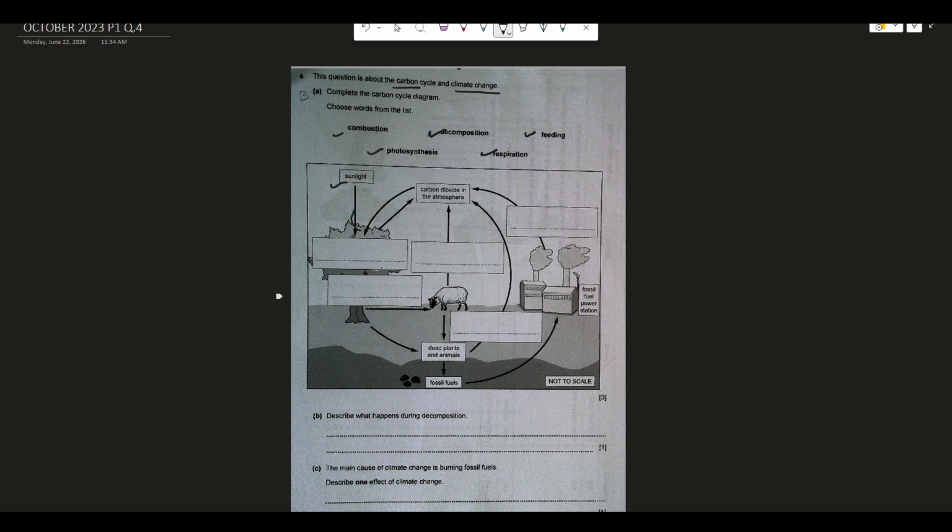This is question number 4. Now you have to write the answers at the correct place. Here the sunlight is coming from the sun and it is being used by the plant. So in this particular place, you can write photosynthesis.